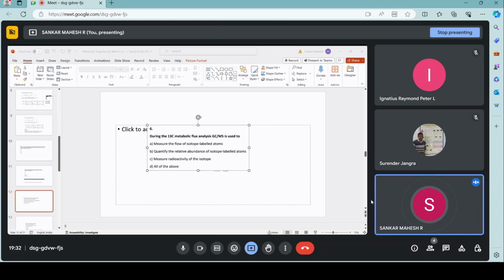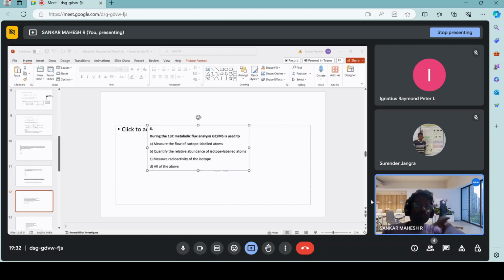Yeah, Surender. You can start with explaining a particular option, and then we'll go with Ignatius. We'll take turns.